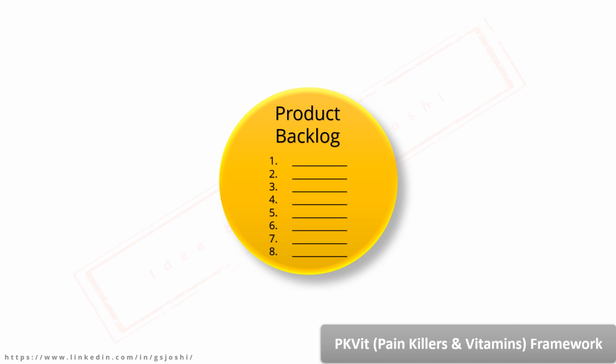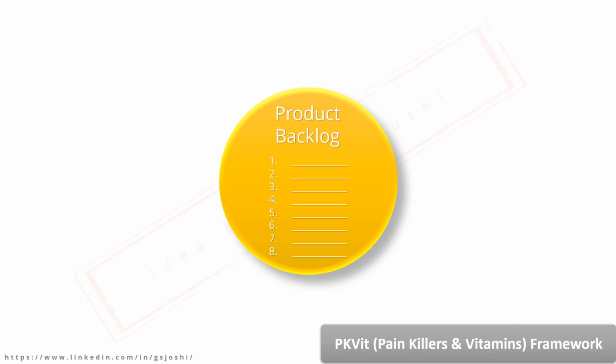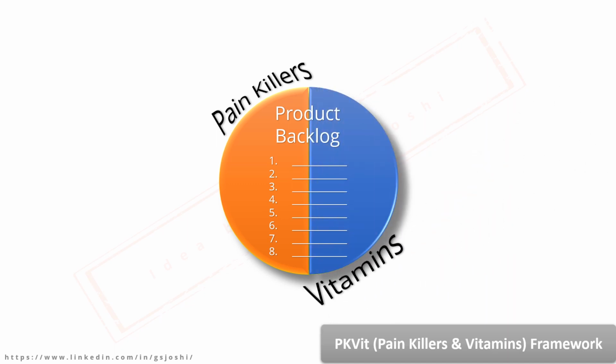Let's say you are ready with your product backlog and you want to see which items are of high priority. Step 1. Categorize the backlog into painkillers and vitamins. Painkillers solve a business problem like reducing cost or saving time or any other issue which is causing pain to customers. And vitamins enhance existing product. For example, something which is built over and above existing product feature.